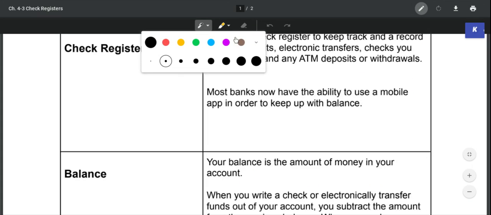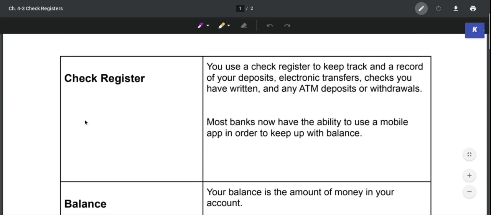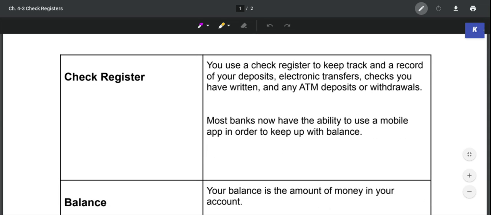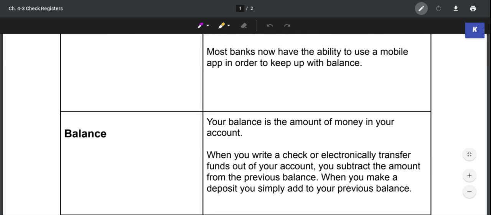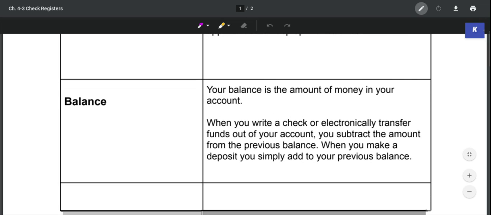Now, the good thing for you guys is that a lot of banks have a mobile app now where you really don't have to do any of this, but we're going to go over it just in case you want to be old school. For the most part, people have a mobile app where you can always check your balance and how much money you have in your account. But we're going to do some of this anyway, just in case your bank doesn't have a mobile app and you have to keep up with this stuff.